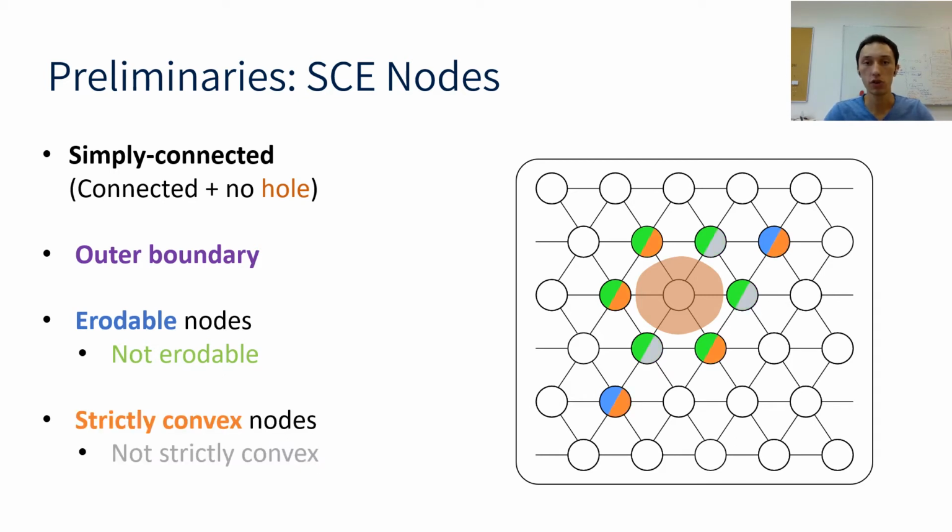A node on the outer boundary is said to be strictly convex if it has 3 or more consecutive adjacent empty nodes outside the shape. Informally, that means if it looks pointy. The half-orange nodes are strictly convex, whereas the half-gray nodes are not. The orange and blue-colored nodes are SCE nodes.